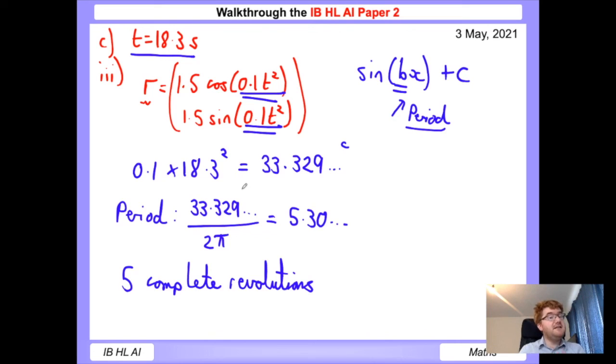So a nice little part at the end there, using your knowledge of cos and sine and how that works in terms of period as well. So I think that's a nice question to end on.